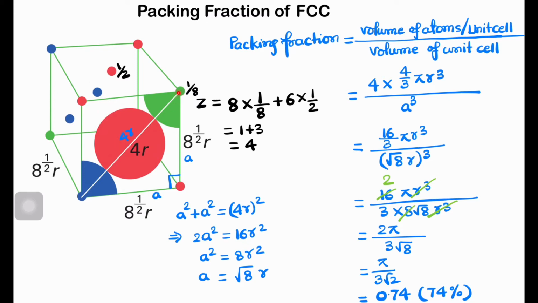We know that in FCC, atoms are present at the corner. So there are 8 atoms at the corner, and there are 6 atoms at the face centers. So the positions of atoms are at the corner and face center.